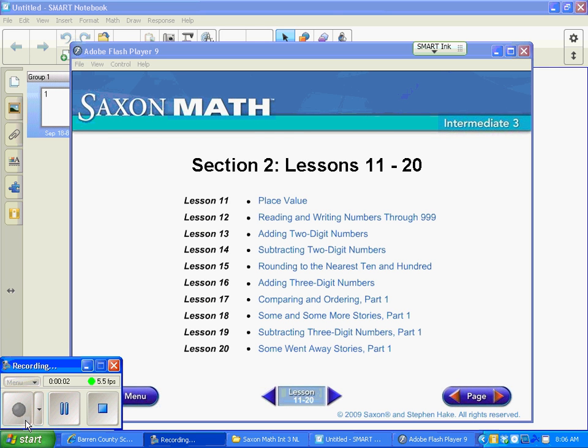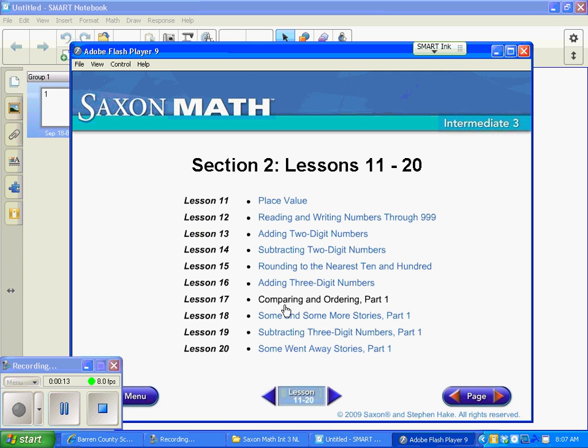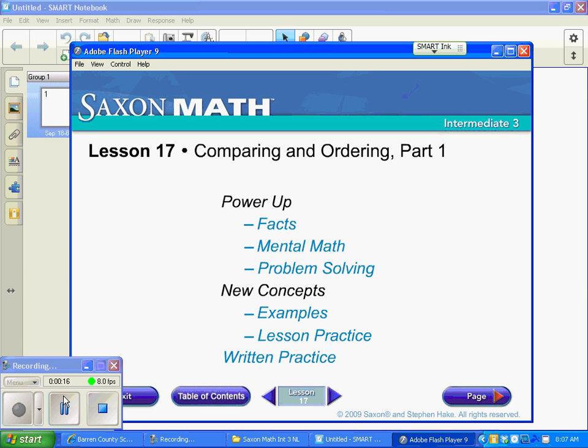Okay, Saxon 3 math class, we are ready for lesson 17 today, comparing and ordering, and this is part 1. That means later on there may be some more parts. So let's take a look. In your book, you should be on page 92, touching where it says new concept. It says sometimes we need to compare the costs of different items to find the lowest price. I do that all the time. In this lesson, we will compare amounts of money and arrange amounts of money in order.